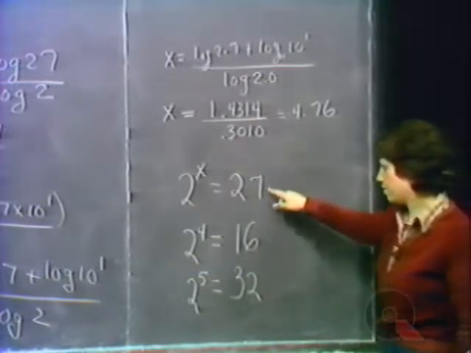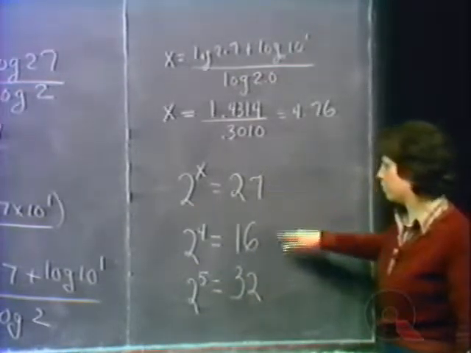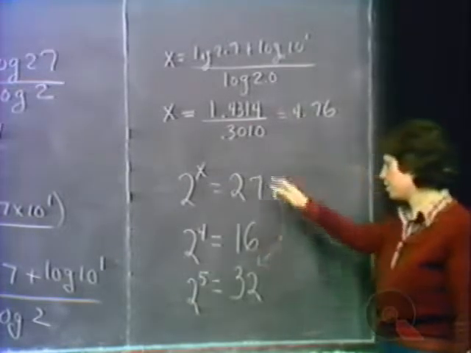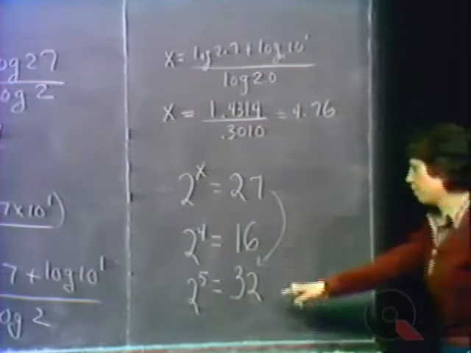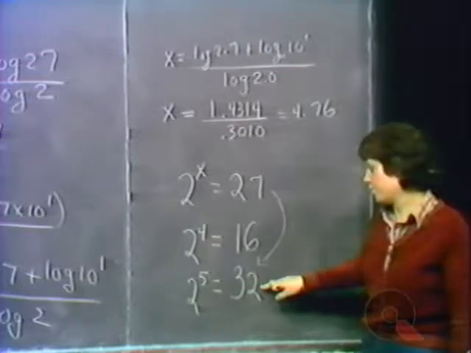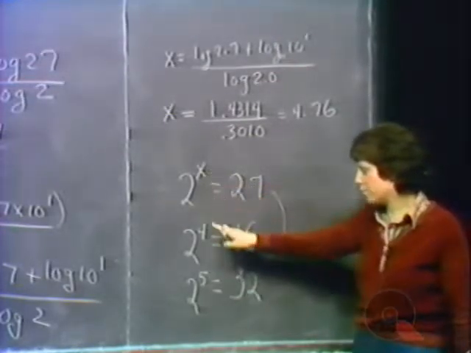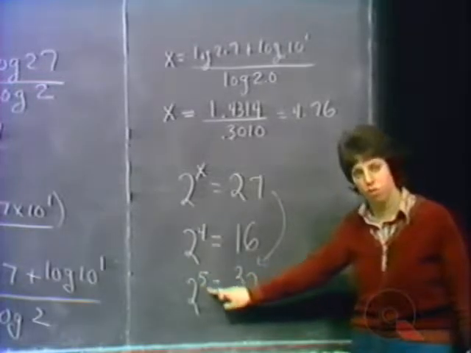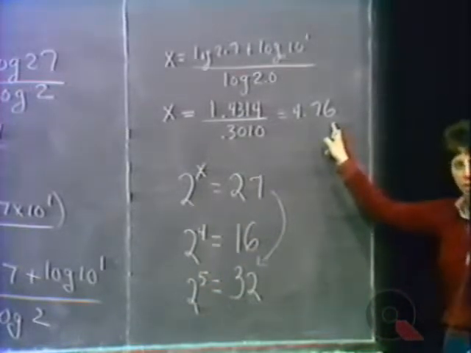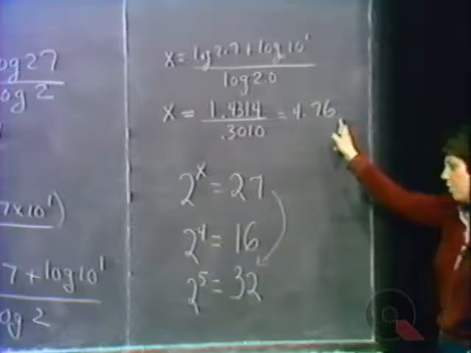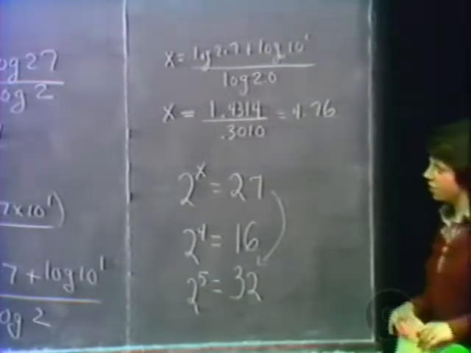And our answer here, 2 to the x equals 27. 27 fits in between 16 and 32. In fact, it's closer to 32. We would expect, therefore, an answer for x between 4 and 5, but closer to 5, and that's exactly what we got. So the answer does make sense.